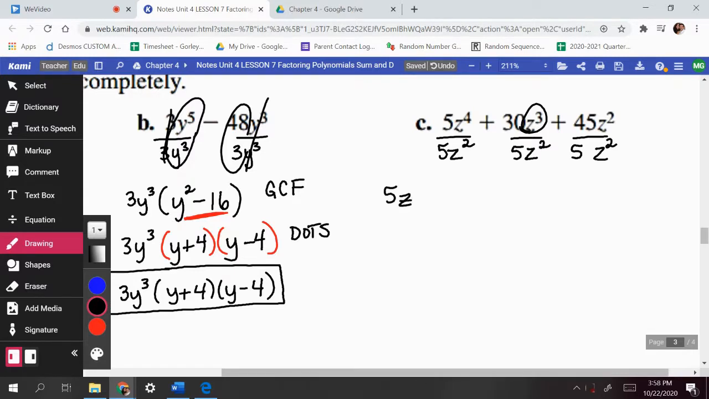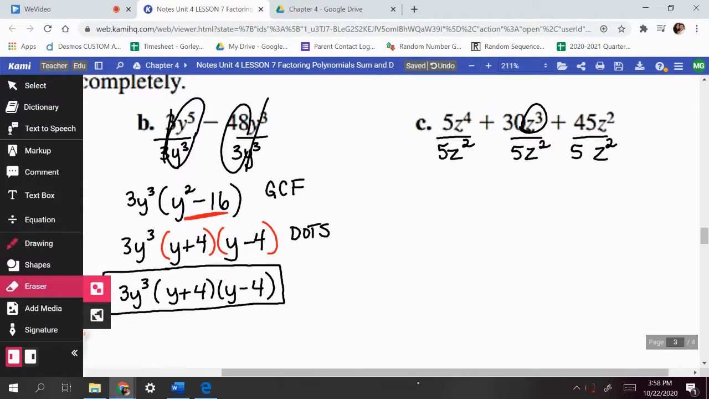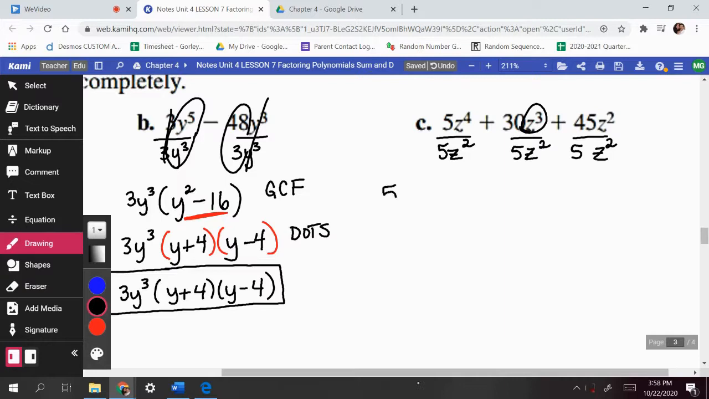So if I do 5, and you know what, when we're writing the z's, let's be really careful so they don't look like 2's. I'm just going to put a little line through them so that we know that those are letters. 5z with the little line through it, squared. 5 divided by 5 is 1. Here, if I subtract the exponents, I get z squared. 30 divided by 5 is going to be 6. Z cubed divided by z squared is z to the first.